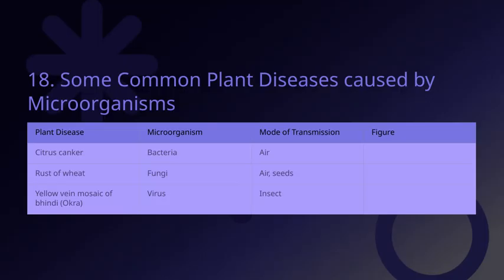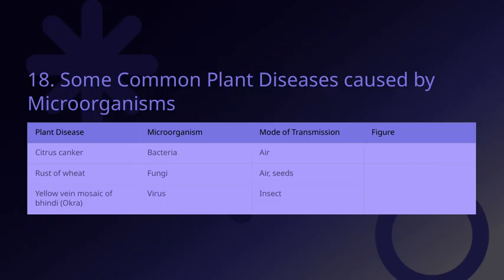Let's take a look at some common plant diseases caused by microorganisms. First up is citrus canker, which is caused by bacteria. This disease spreads primarily through the air, making it quite contagious and challenging to control. Next, we have rust of wheat, a fungal disease. Rust can spread through both air and seeds, so contamination can occur in multiple ways, emphasizing the importance of seed health and air circulation.